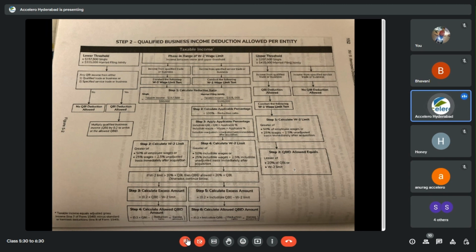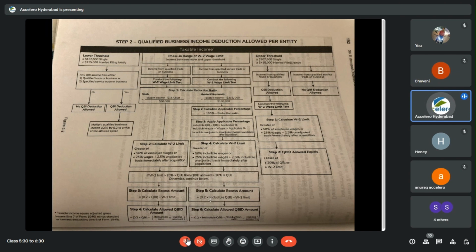We'll do the wage limit and see how much it is, the lesser of 20% or the W2 limit, whatever that is. The reason I showed all these calculations is that we need to see what phases these people are falling under, what phase-in range, thresholds. Depending on that, maybe some is completely disallowed. Some of them we have to take the lesser. Here even SSTB is allowed. And here there are certain rules. If you're single, you take your 157,000 as the income phase-in limit, and we have to calculate based on that.